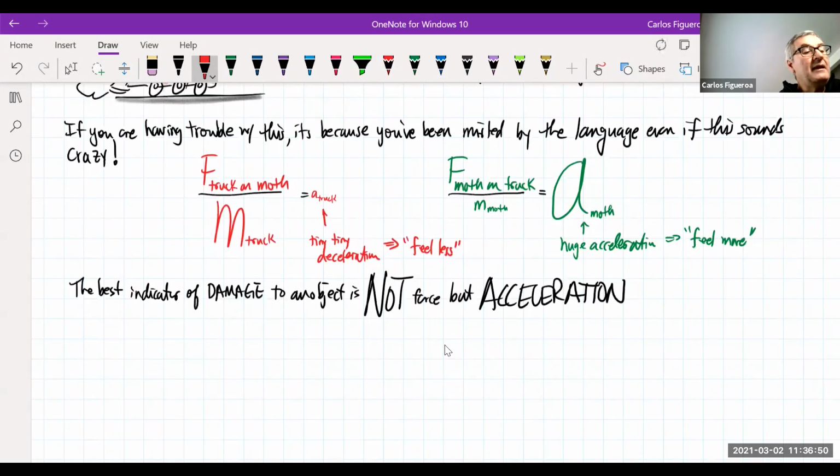So that's what we mean by Newton's third law right there.